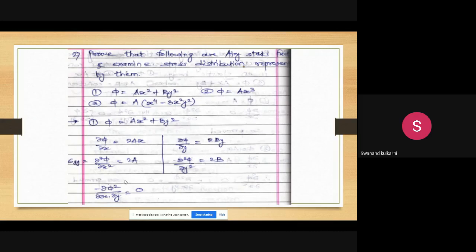Is it okay? So for the first example, if we take phi is equal to ax square plus by square, then what is the essential condition? How to check that this equation can be solved with the help of Airy stress function? Anybody? What is the essential condition to check that this particular problem can be solved by Airy stress function or not?